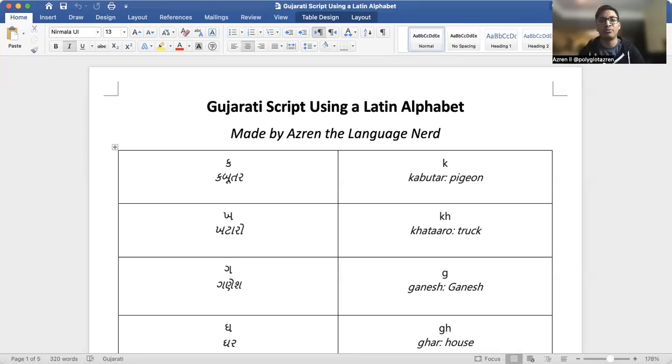The second reason to know the Gujarati script using a Latin alphabet is for those who don't want to learn how to read and write in Gujarati. If you don't want to learn the Gujarati script, you still will find it very helpful to have a consistent, simple way to represent the sounds of the language in a written format. Otherwise, you'll be learning completely by ear, and that is actually a heck of a lot harder.